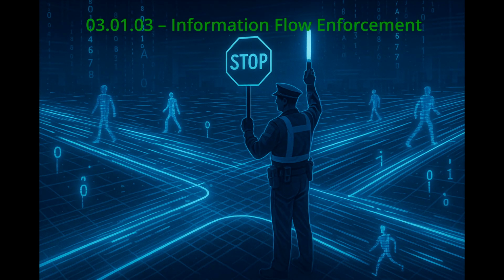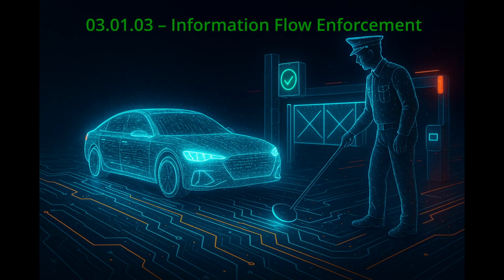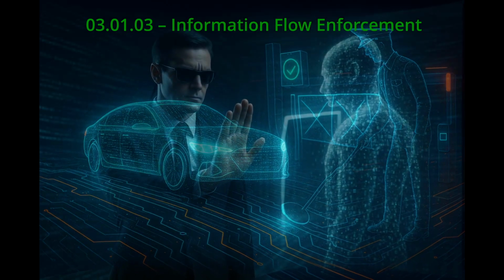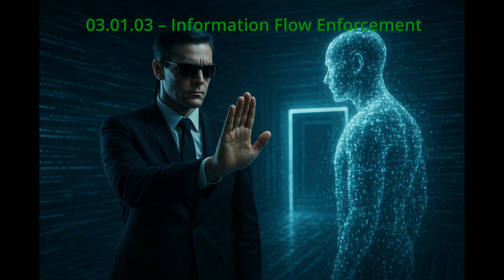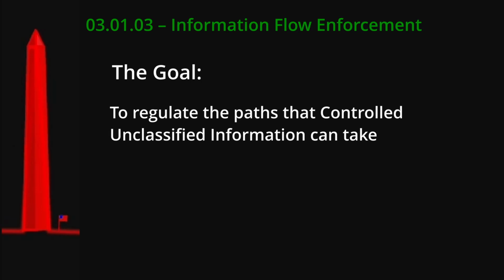Information flow enforcement is about controlling how CUI moves within your system and across connected systems. That includes preventing sensitive data from being sent to unauthorized locations, ensuring internal traffic doesn't masquerade as trusted, and stopping CUI from flowing in the clear across public networks. In short, it's about regulating the paths that controlled unclassified information can take.